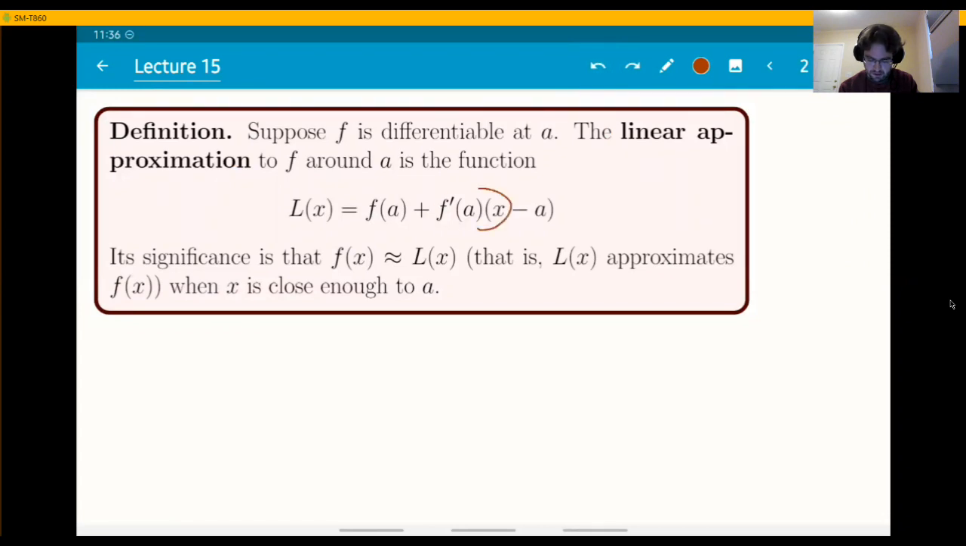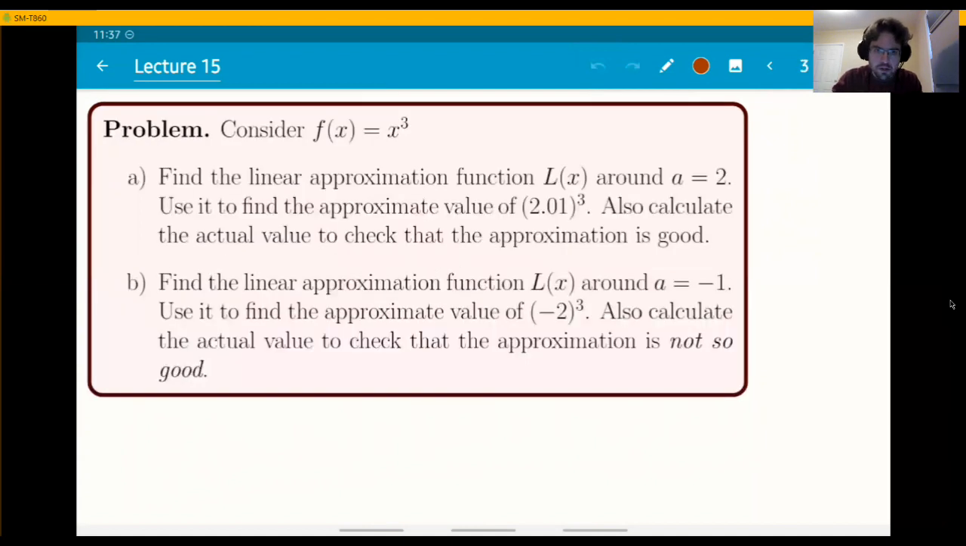The dependency on x is very simple. That's what I mean. And the significance of this function is that f of x is approximately equal to L of x. That is, L of x approximates f, at least when x is close enough to a. So you always need this a, which you can think of as a base point for your approximation. And then when x is close to it, the function L defined up here is a good approximation to f. That's the idea.